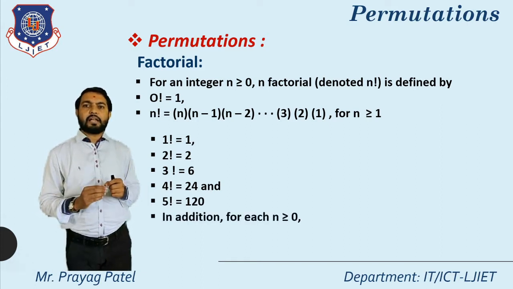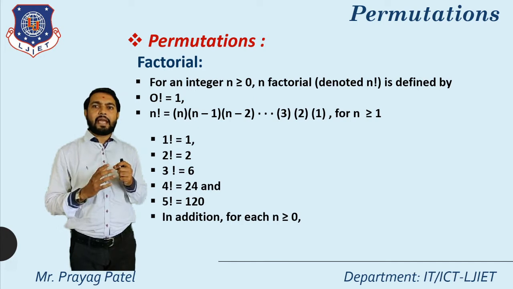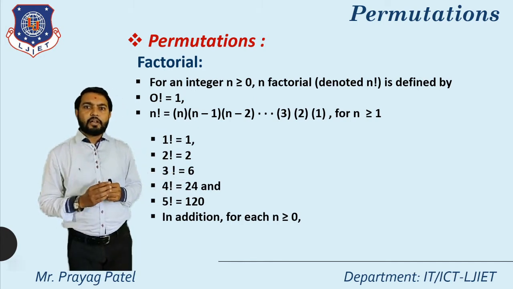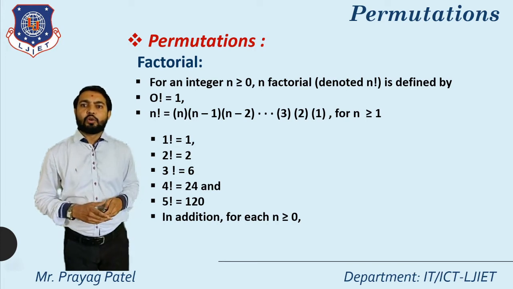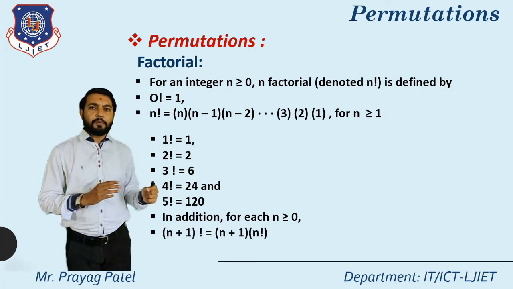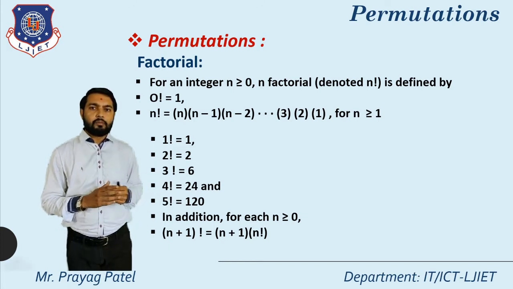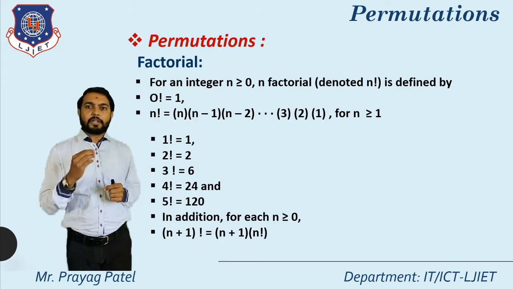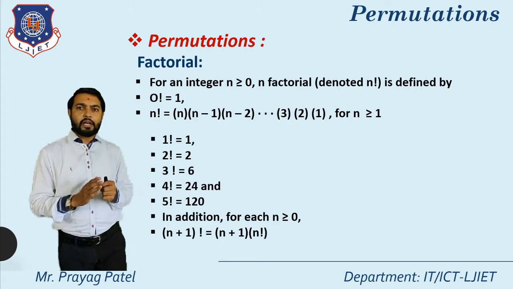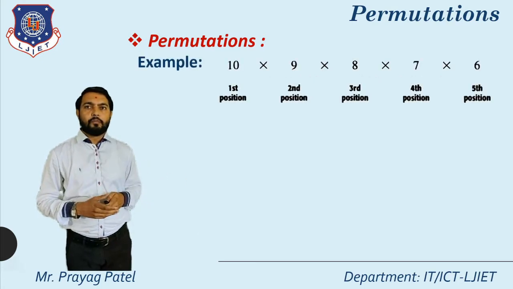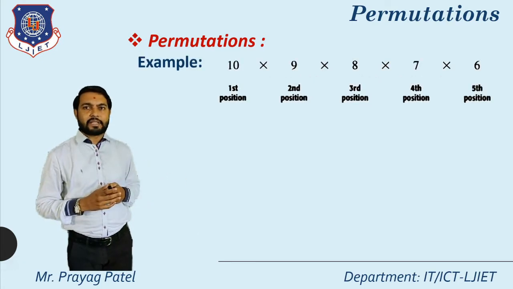Now here we can say that the common formula for the factorial is n into n minus 1 into n minus 2 up to 1. In addition, for each n greater than or equal to 0, n plus 1 factorial equals n plus 1 into n factorial, because n factorial equals n into n minus 1 into n minus 2 like this, but n plus 1 factorial means n plus 1 into n factorial. Now using this rule we can apply it in our previous example.